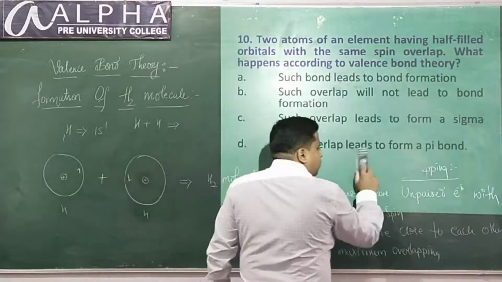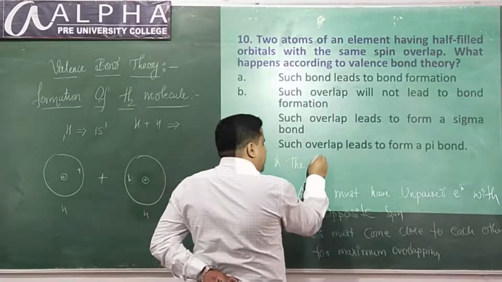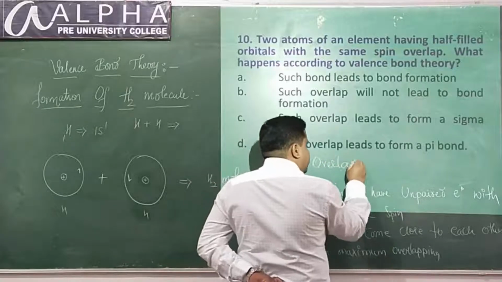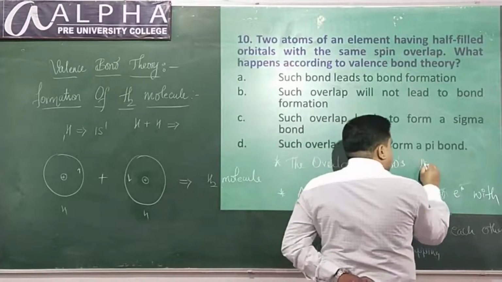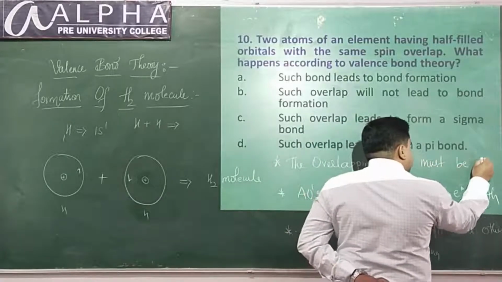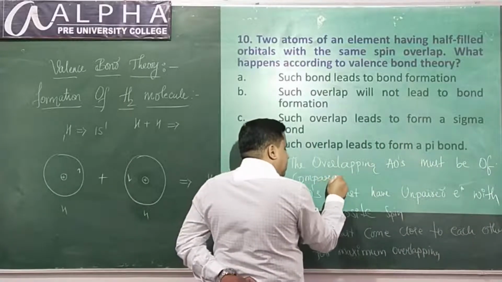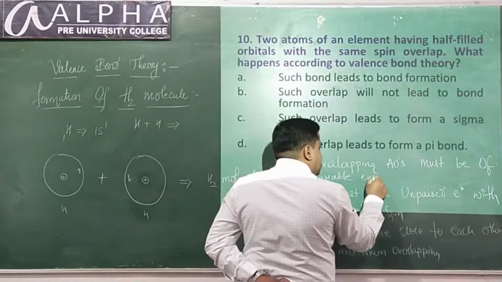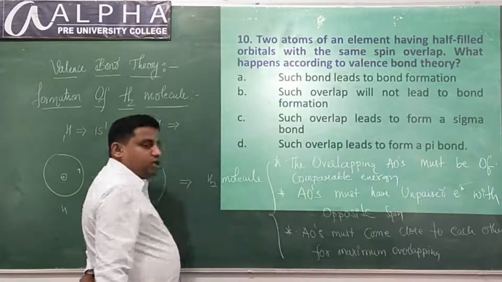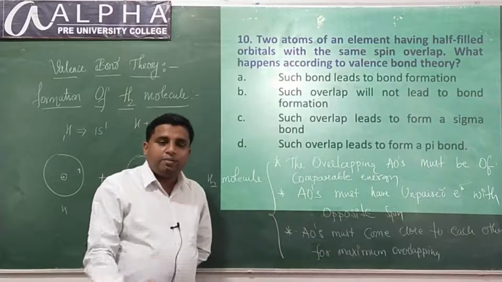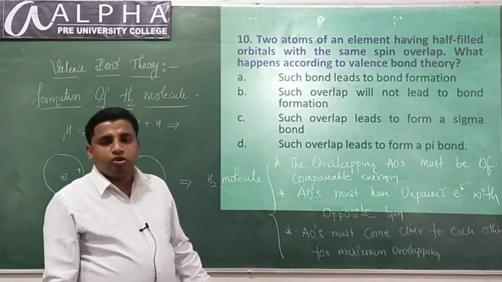yes, the overlapping atomic orbitals must be of comparable energy. Only when these three conditions are fulfilled, overlapping takes place. If overlapping takes place, a covalent bond is formed. If a covalent bond is formed, then a molecule is going to be formed, isn't it?